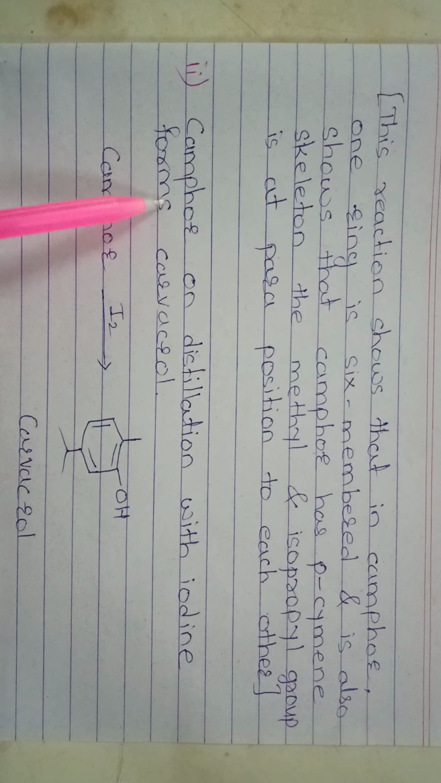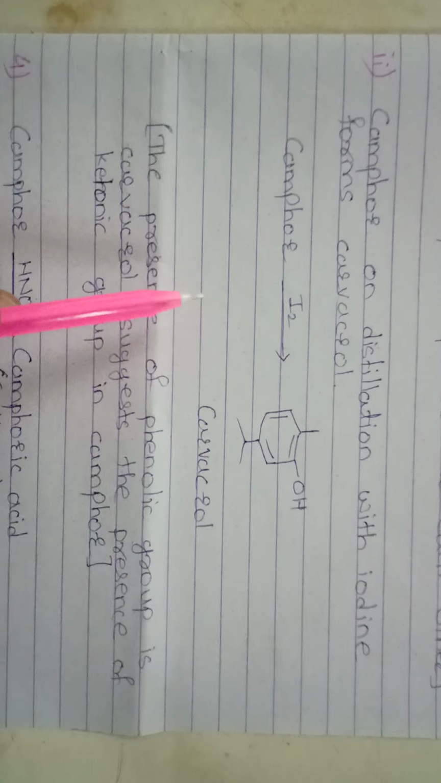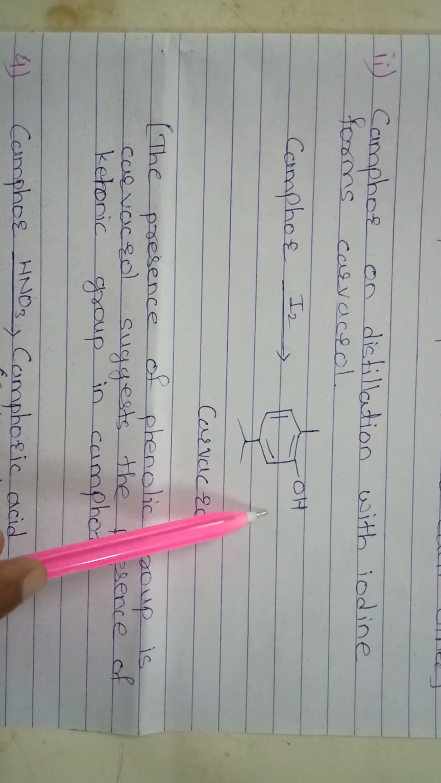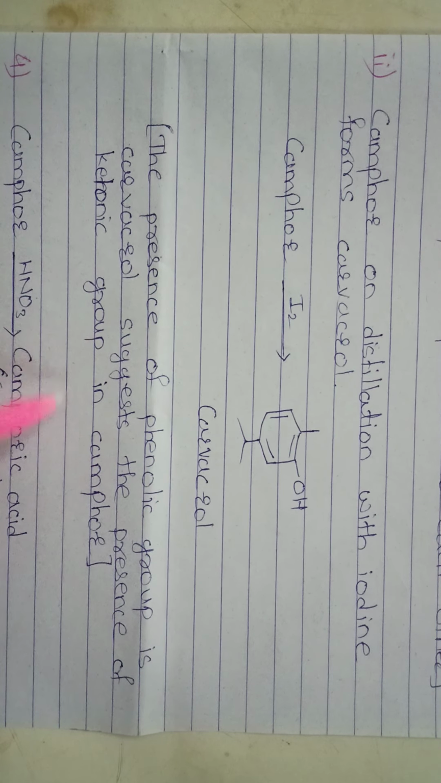Then the next reaction: camphor on distillation with iodine forms carvacrol. This reaction shows the presence of a phenolic group in carvacrol, which suggests the presence of a ketonic group in camphor.